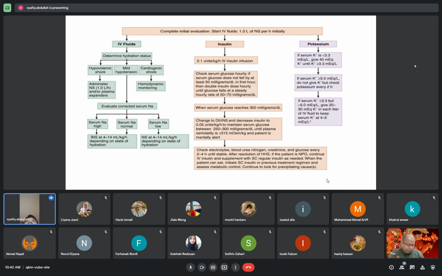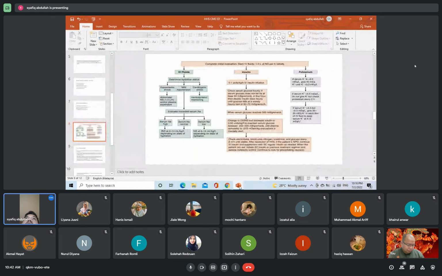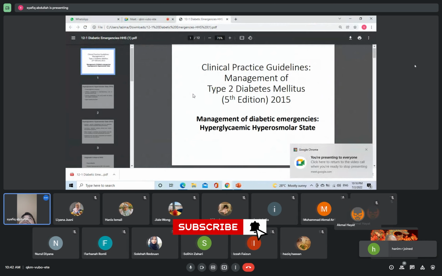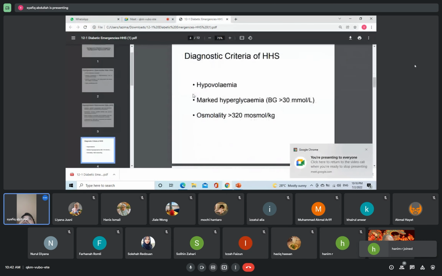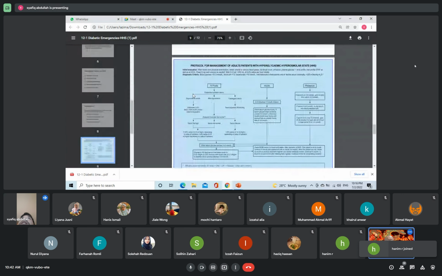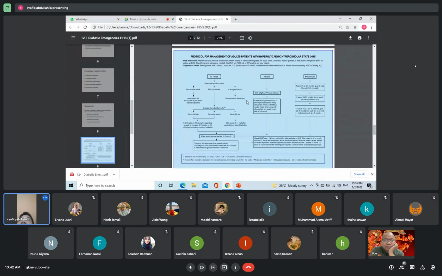I have one more picture yang lagi. Okay, this is algorithm sama juga macam DKA. Algorithm untuk management of HSS. This one I took from latest CPG.